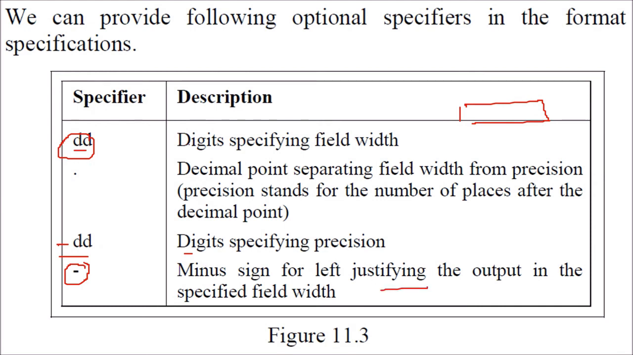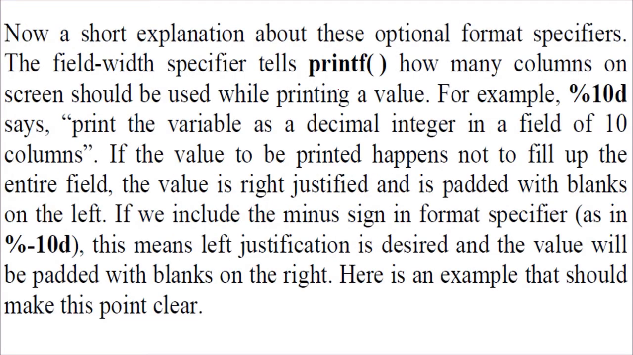And if you have a dd and a dot, this decimal point separates the field width from the precision. Precision is actually the value which comes after the dot. How many digits do you want? So let us see how to do that. We'll take an example. If you just write %d, it will show in a default manner.